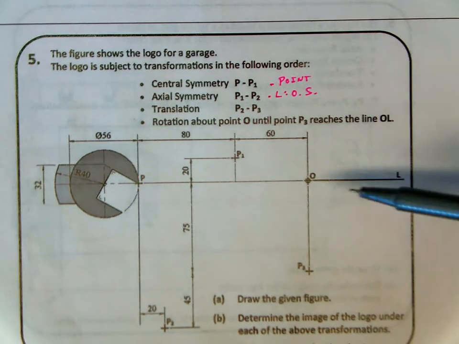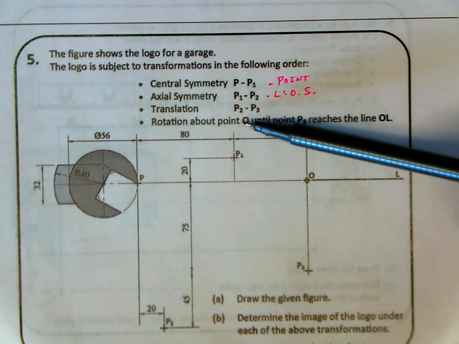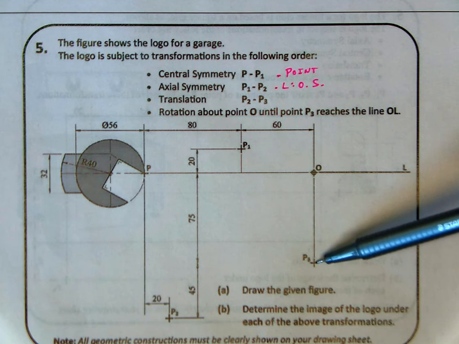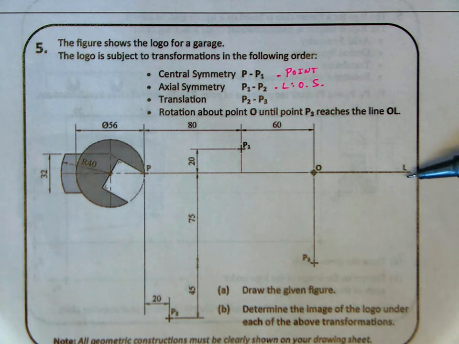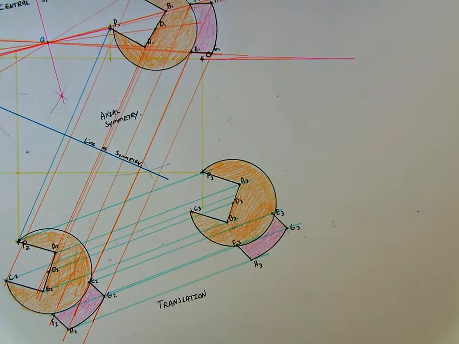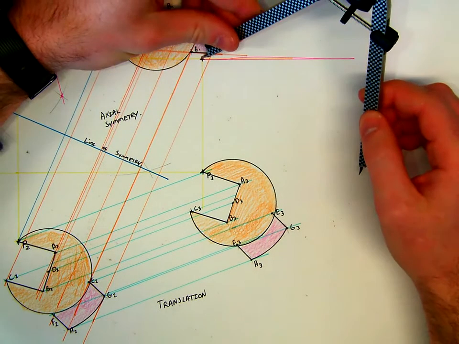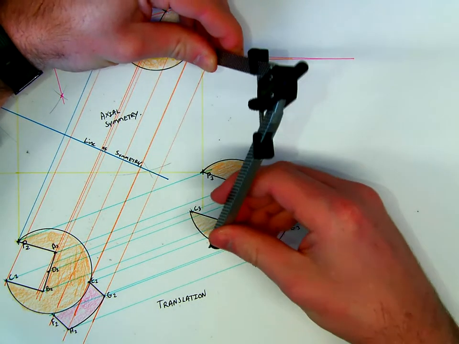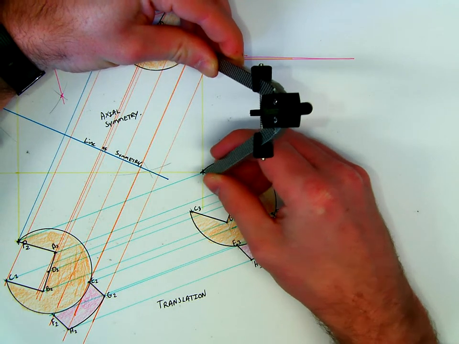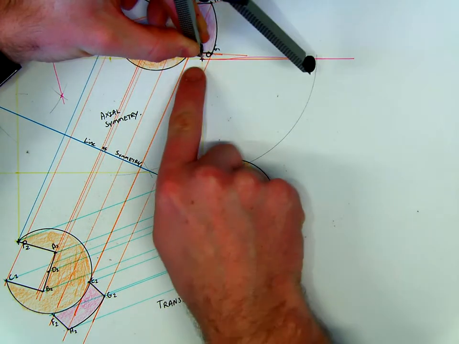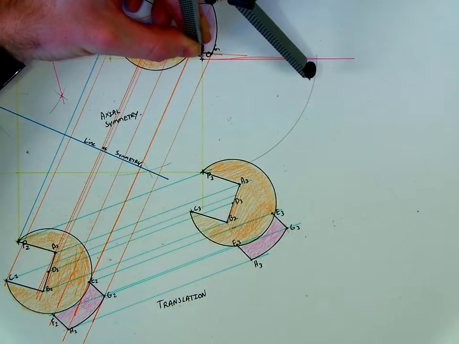So reading that, if I rotate something around point O, my compass has to go on point O. I'm going to stretch my compass out to P3, and I'm going to swing it until it hits the line L. So what does that actually look like on our page? I put my compass on O, which is here, up beside the central symmetry. I stretch it down to P3, and I swing P3 until it hits the line level with O.